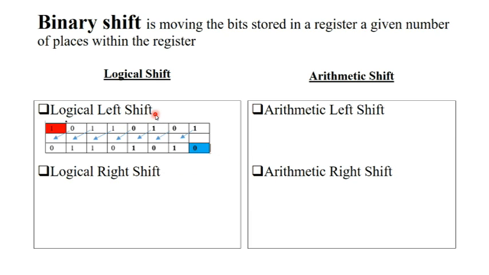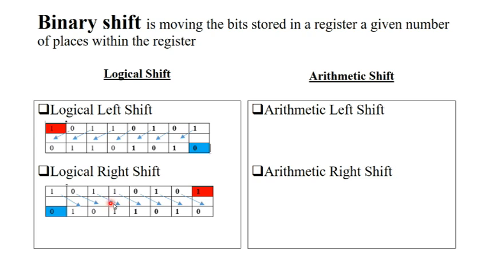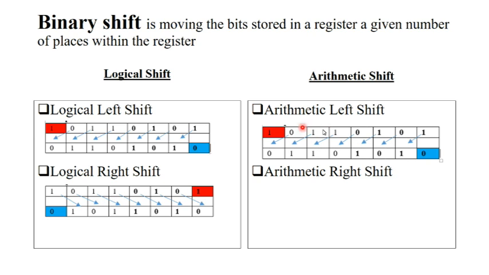Let's take a look at binary shifts. The two main types are logical shift and arithmetic shift, whereby we are basically moving bits either to the left or to the right by a given number of times. That means with a logical shift, we have the logical left shift as well as the logical right shift. The same applies with the arithmetic shift. We have the arithmetic left shift and the arithmetic right shift.